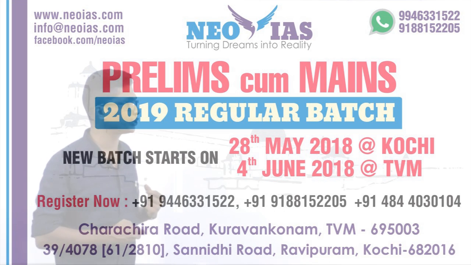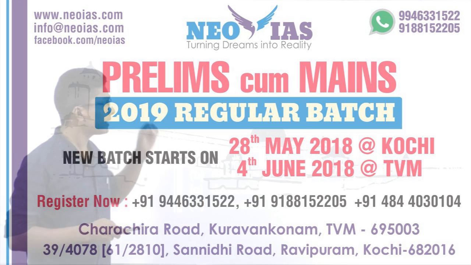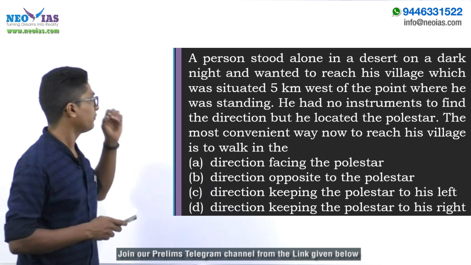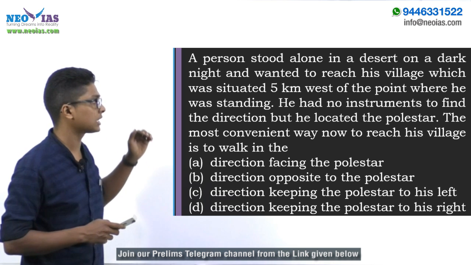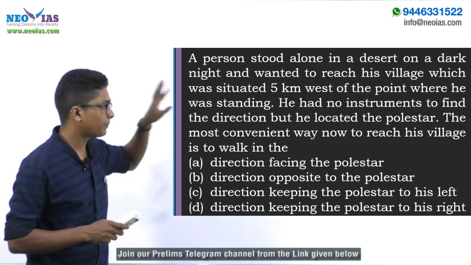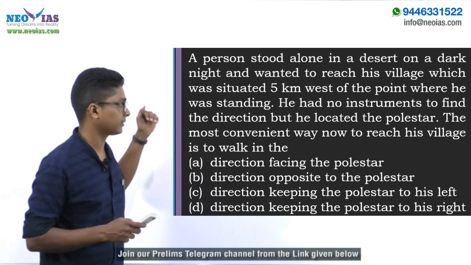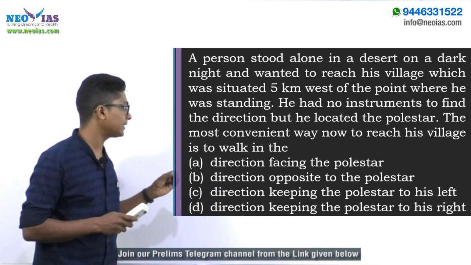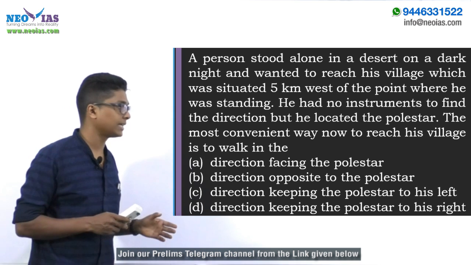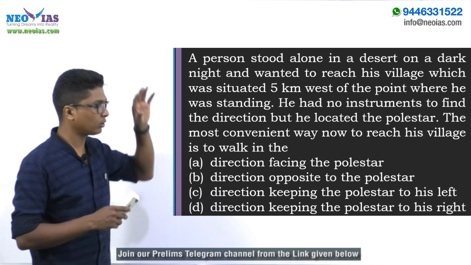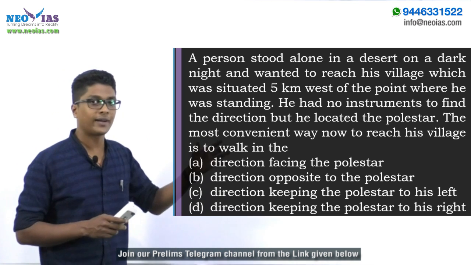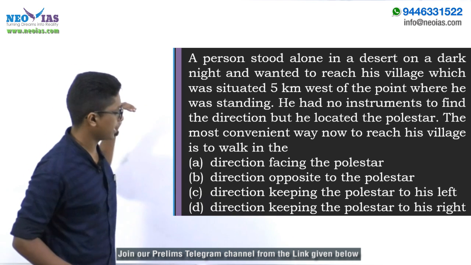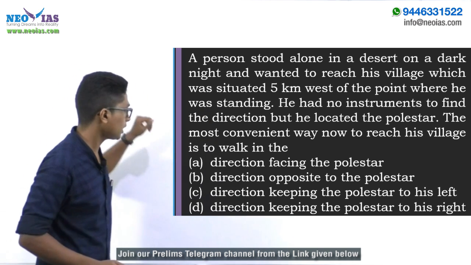Now let's go back to the question. A person stood alone in the desert on a dark night and wanted to reach his village, which was situated 5 kilometers west of the point where he was standing. So the person wants to go towards the west. He had no instruments to find the direction, but he located the pole star. Meaning that if he could locate the pole star, he identified the north direction, and he needs to go towards the west.